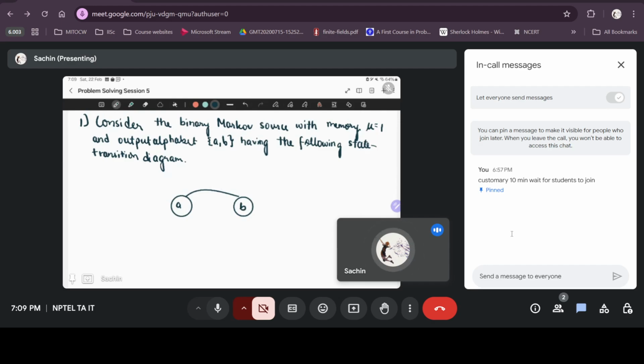Transition probability from A to B is 0.6. The output symbol is B. From A to A is 0.4. Output symbol is A. And from B to A transition probability is 1 with output symbol A.